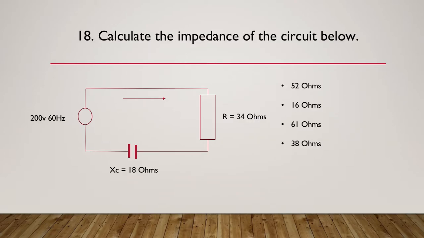So this time, question 18, calculate the impedance of the circuit below. So we've got 200 volts at 60 Hertz. We've got a capacitor with an XC of 18 ohms and a resistor of 34 ohms, and four possible answers: 52 ohms, 16 ohms, 61 ohms, or 38 ohms. Pause here while you think about it and calculate out what the answer will be.